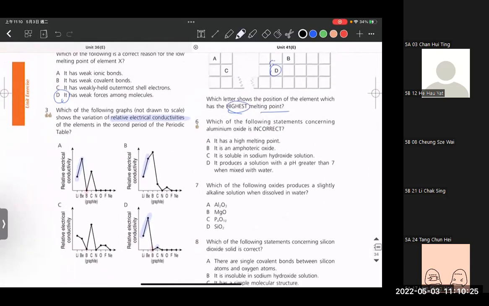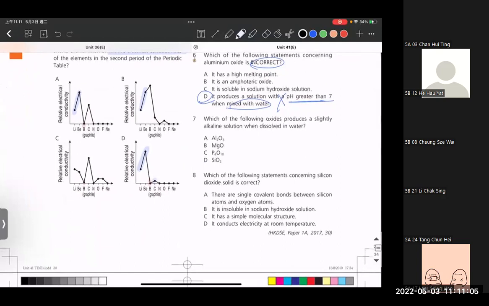Question 6, which of the following statements concerning aluminium oxide is incorrect? Choose the wrong answer. When mixed with water, it is not soluble, so it will never have a solution with pH smaller than 7 or greater than 7. Even though you may get a pH equal to 7, that doesn't mean aluminium oxide is neutral. It's because you are just measuring the pH of water only, while you observe the Al2O3 is still not dissolved. So choose the incorrect answer. The answer is D.